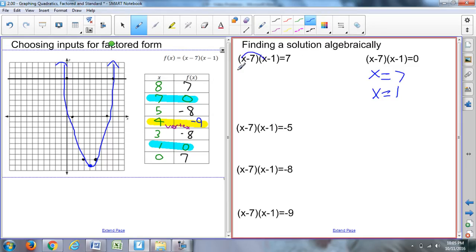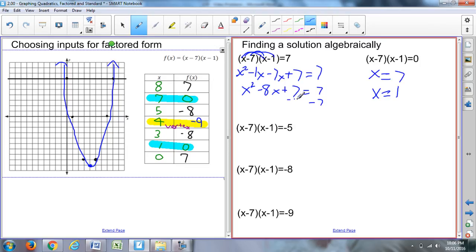If I distribute, I get x squared. No problem there. X times negative 1, I get minus 1x. Negative 7 times x, I get minus 7x. Negative 7 times negative 1, I get plus 7. All right, and this whole thing is equal to 7. So I get x squared minus 8x plus 7 is equal to 7. Then we want to set that equal to 0, so we're going to subtract 7.